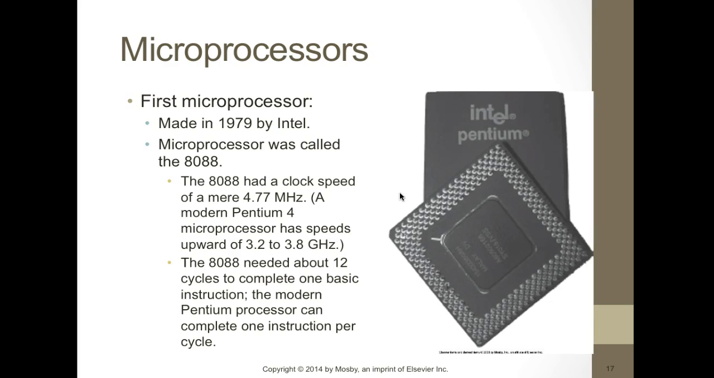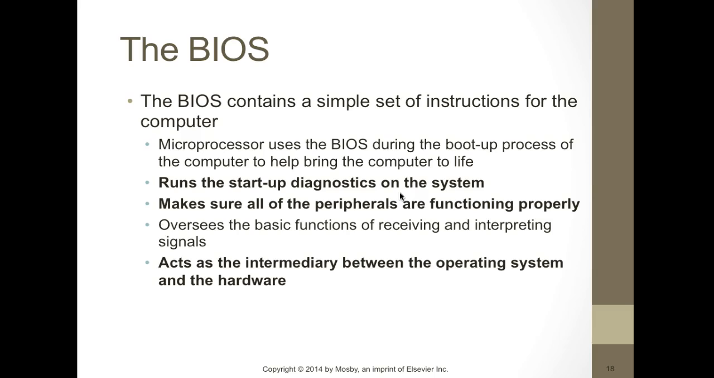So here's a microprocessor. First one's made by Intel, is the 8088. Now, you hear the Pentium, whatever, is the latest, greatest microprocessor. So the 8088 needed about 12 cycles to complete one basic instruction. Modern Pentium processors can complete one instruction per cycle. So it's very, very, very fast now.